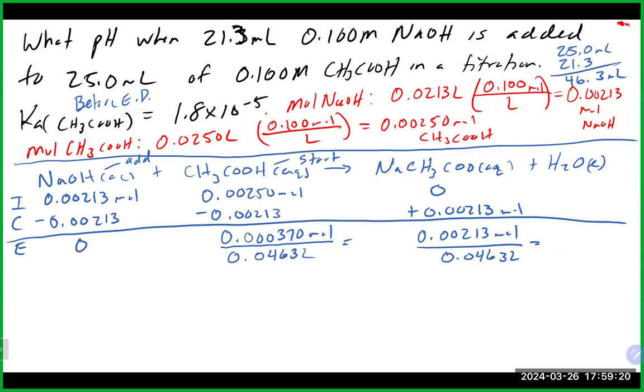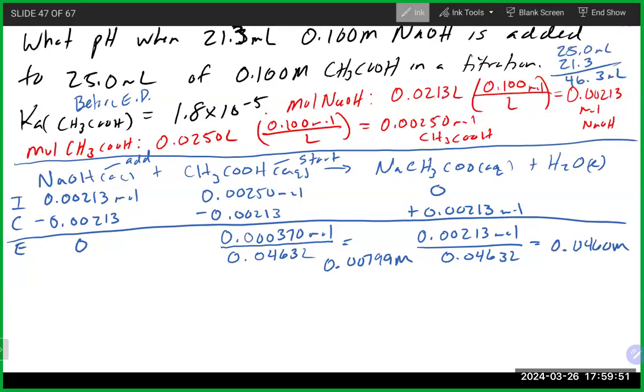And if I can grab my calculator out. 0.00037 divided by 0.0463 is going to give us 0.00799 molar for the acetic acid. 0.00213 divided by 0.0463 is going to get us 0.0460 molar there for our acetate. First off, any questions on the ICE table or anything so far here?